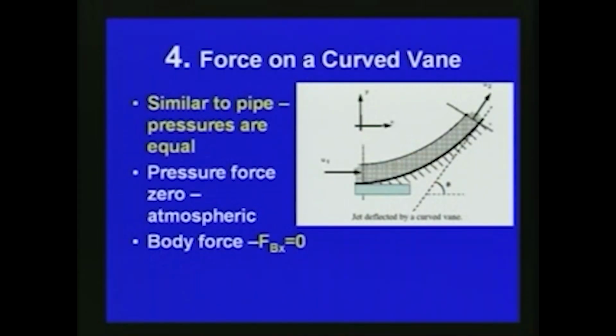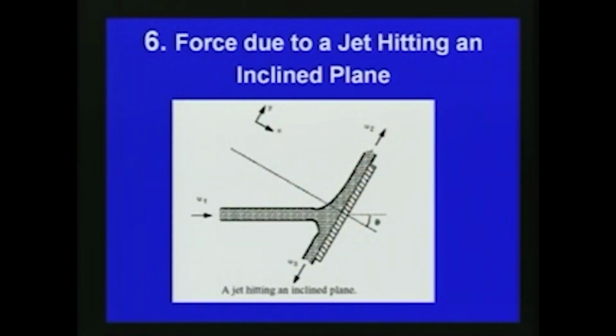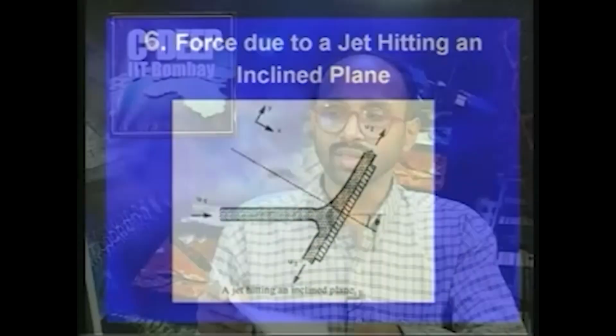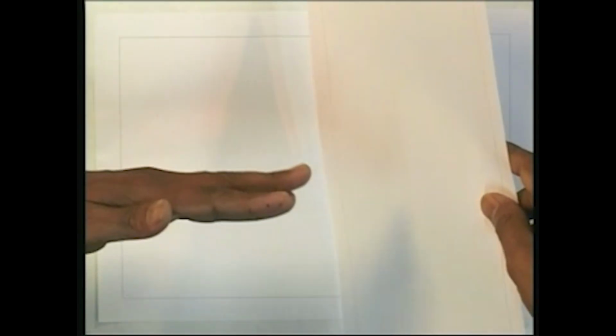We analyzed this in the previous case, the impact of a jet on a plane, where the plane is placed perpendicular, so the analysis is much simpler. But in the last case we discuss the force due to a jet hitting at an angle, on an inclined plane. If we consider a plane like this, and a jet coming and hitting the plane like this, the jet is coming horizontally, but the plate is inclined.